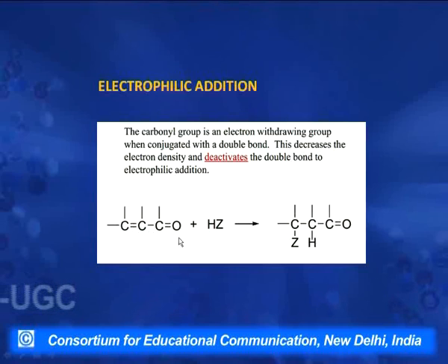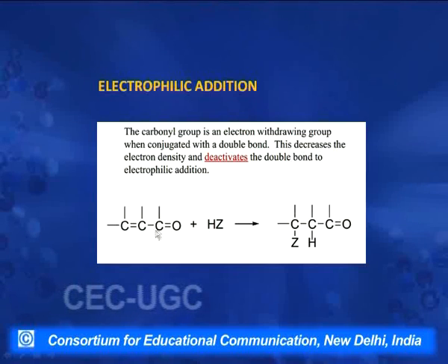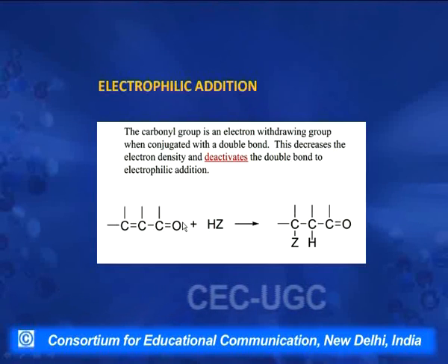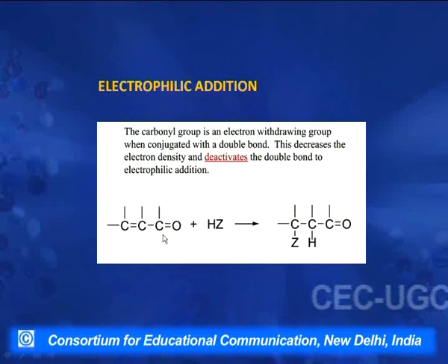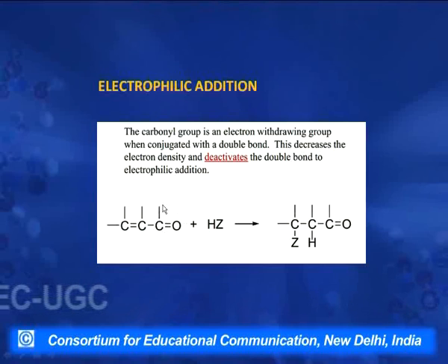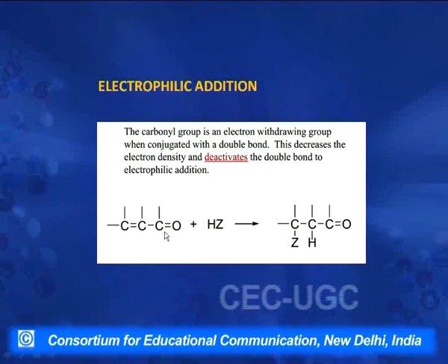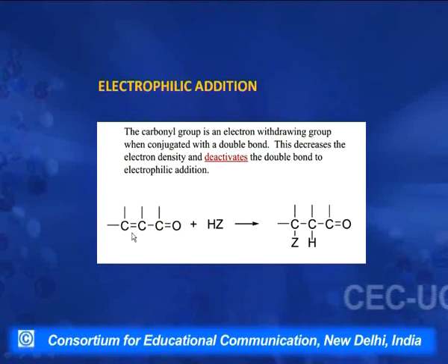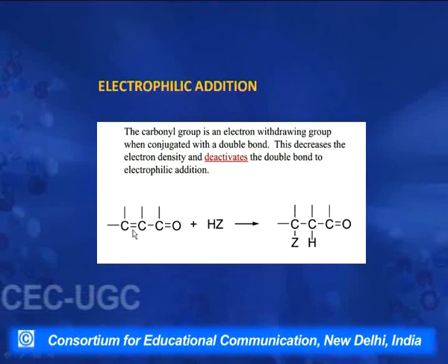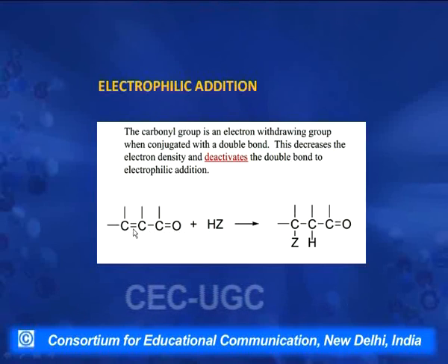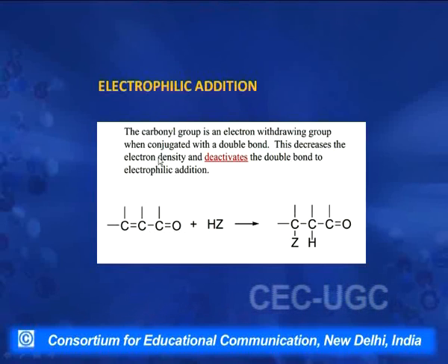And what happens, this group CO may be aldehyde, ketone or carboxylic acids. So, what I am discussing here is valid for unsaturated aldehydes as well as ketones also. The electron withdrawing nature of this carbonyl group withdraws the electron from this carbon-carbon double bond, and it deactivates this double bond for the electrophilic addition reaction, which is the very common reaction for simple alkenes.